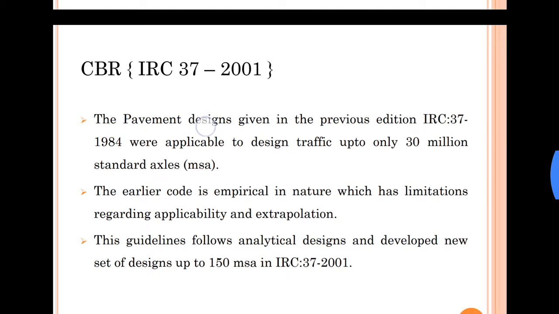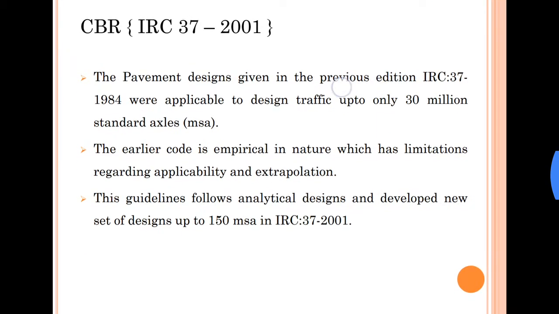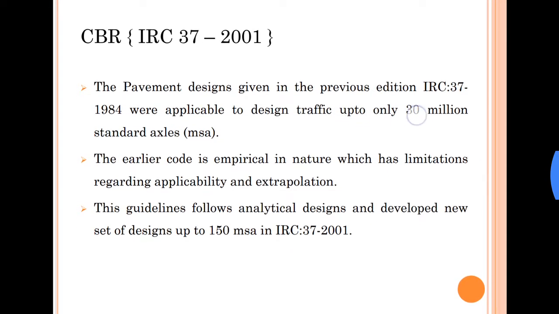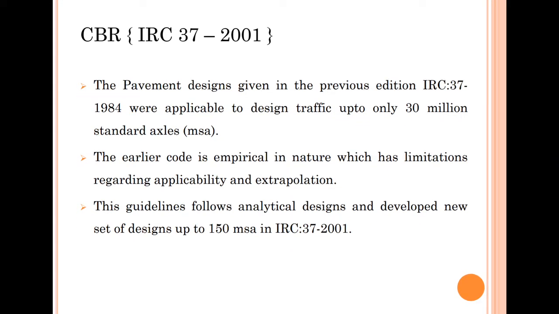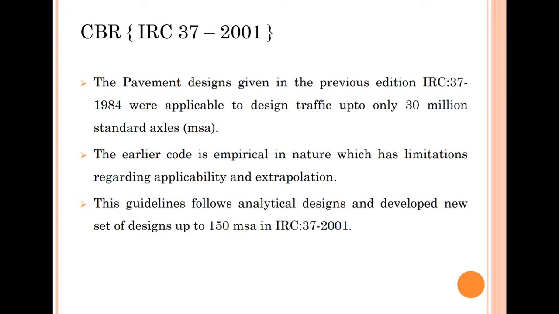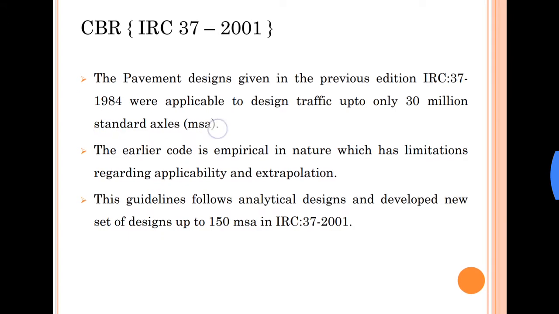The pavement designs given in the previous edition, IRC 37 of 1984, were applicable to design traffic up to only 30 million standard axles. Okay, so the previous code, which was revised in 1984, could only design roads for traffic of a maximum value of 30 million standard axles.